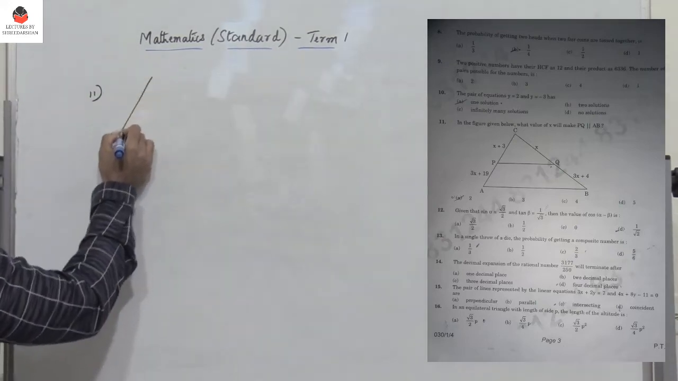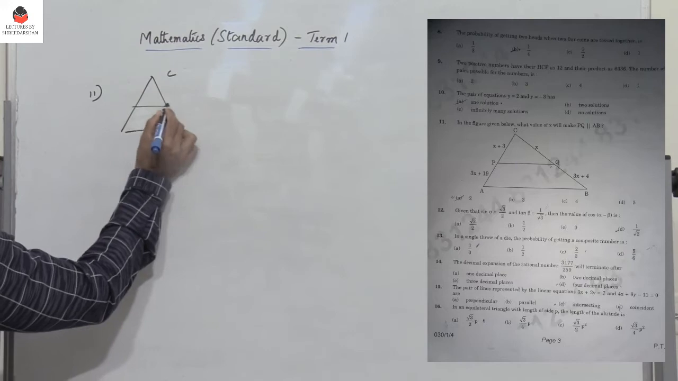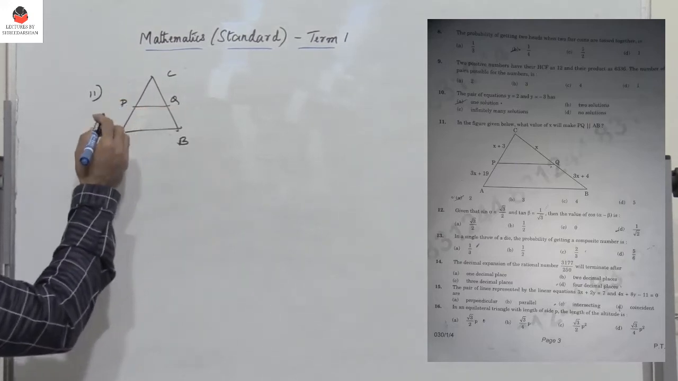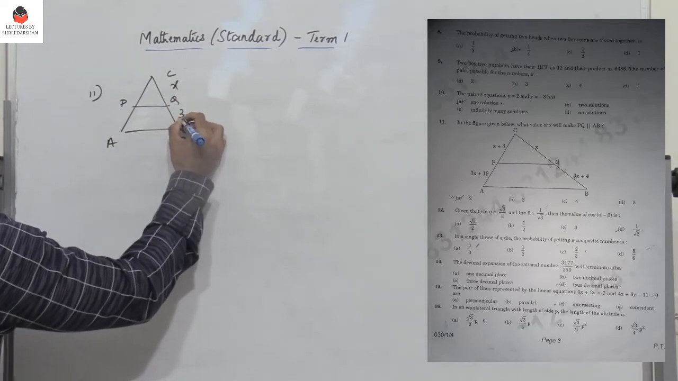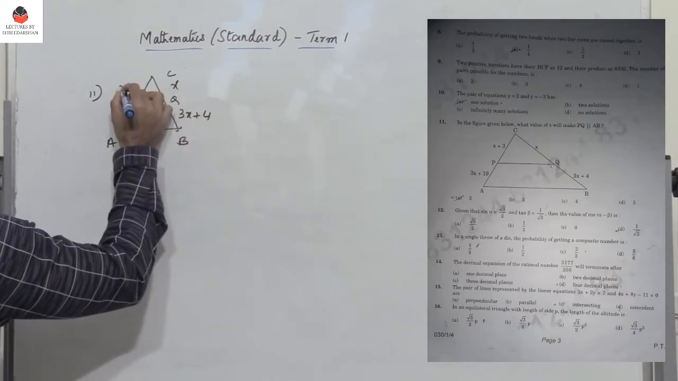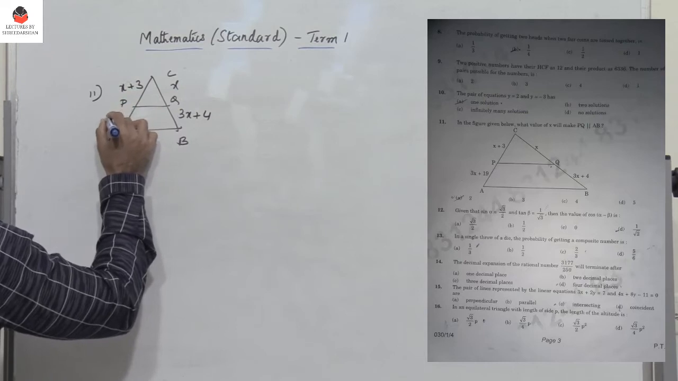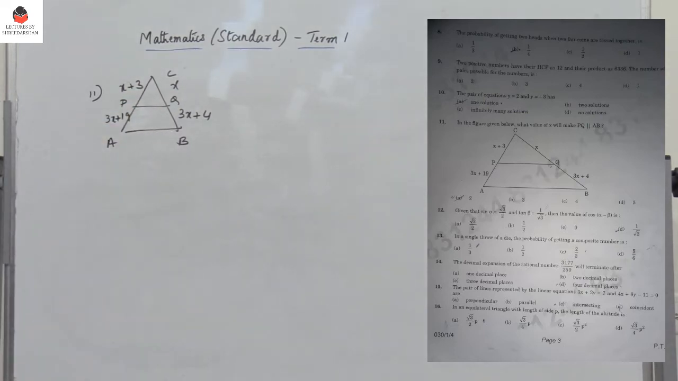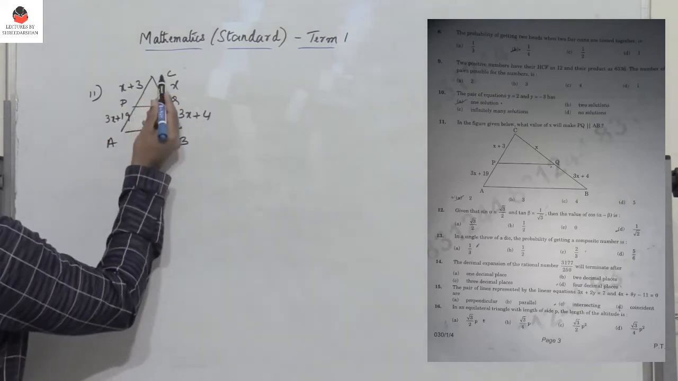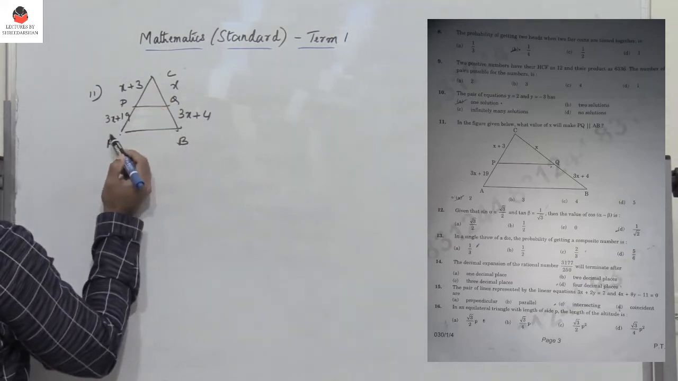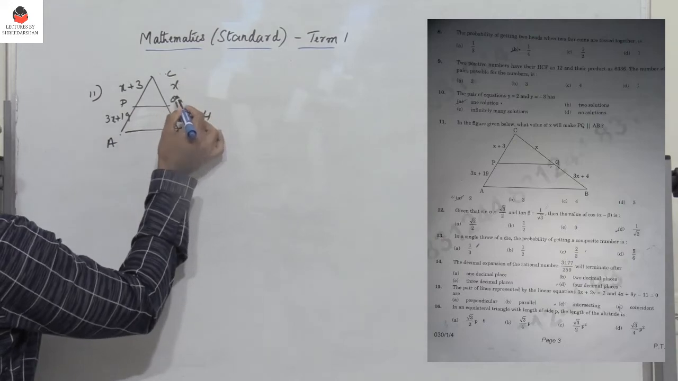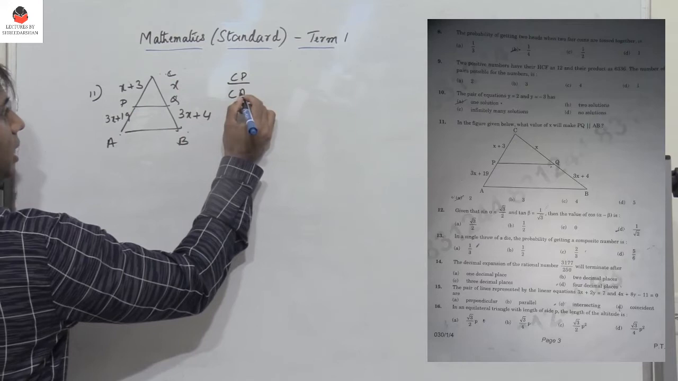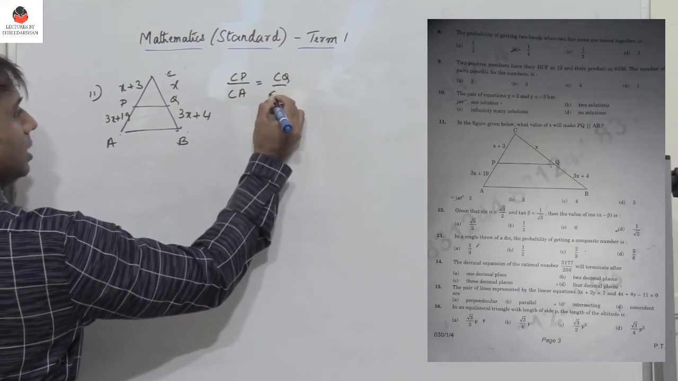11th one, given a triangle CPQ and here AB, you have the values 3x plus 4, x plus 3 and 3x plus 19. So we need to find the value of x, right? So you have CP by AC is equal to CQ by CB, right? So what is CP by CA, which is equal to CQ by CB?